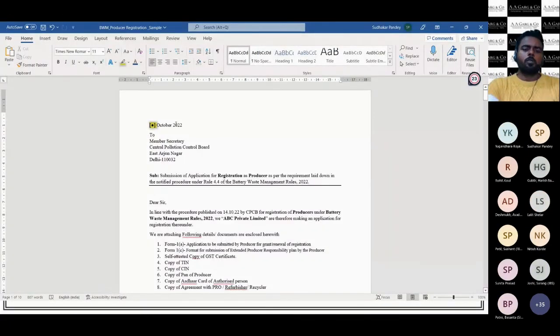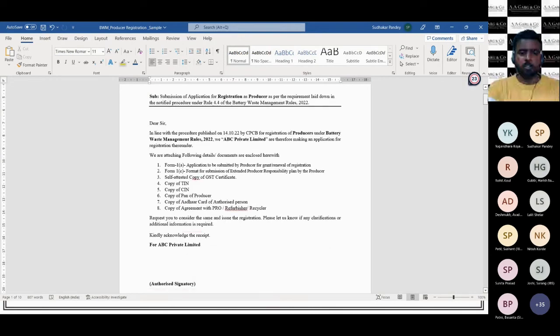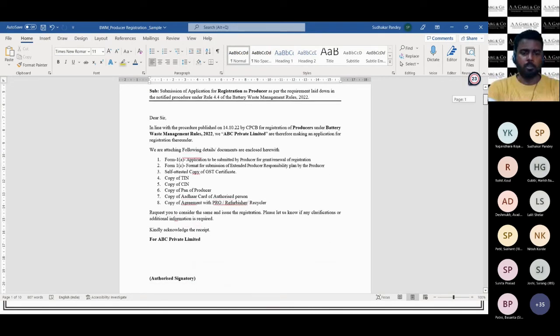Thank you. So we are preparing a covering letter for this Form 1A, where we are writing to the CPCB member secretary with the subject line that we are seeking a grant of registration as a producer as per rule number 4.4 of the Battery Waste Management Rules. Along with that, we are attaching certain documents that have been made mandatory in the procedure, like CIN, TIN, PAN card, and all those things.